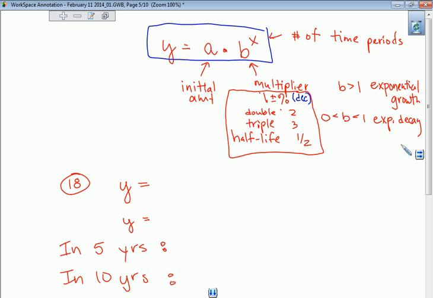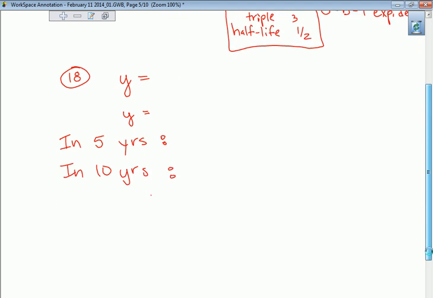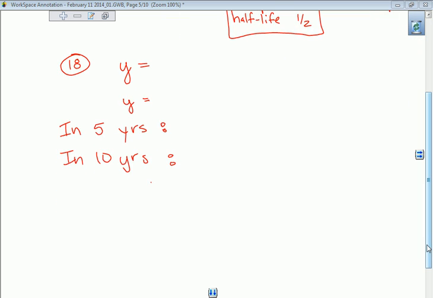All right, on that example sheet that you got first today, let's take a look at number 18 and let's remind ourselves about how we solve these problems. So number 18 reads, a population of 100 frogs decreases at an annual rate of 22%. How many frogs will there be in 5 years? In 10 years? How long will it take the frogs to reach half their original amount?